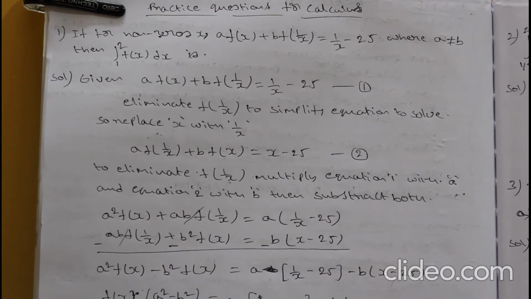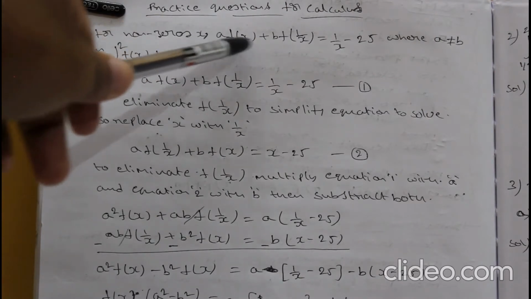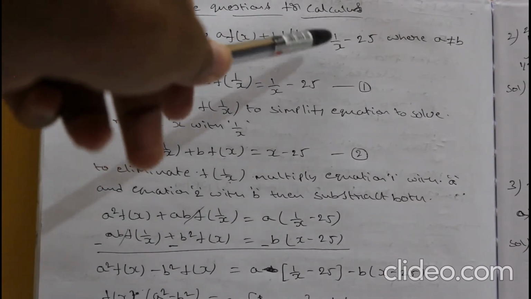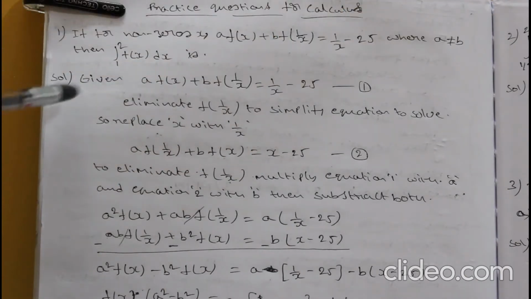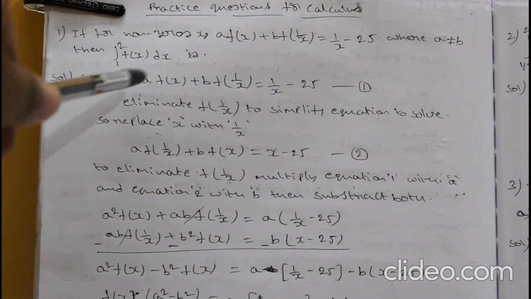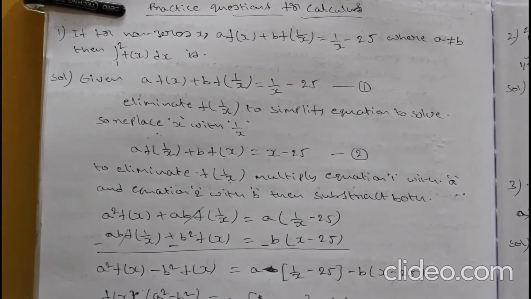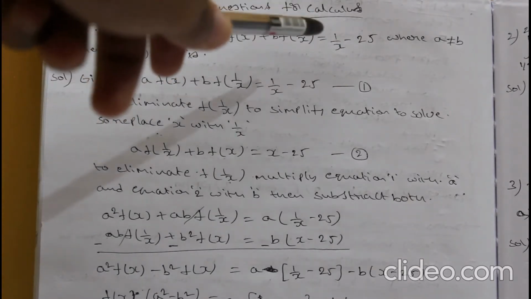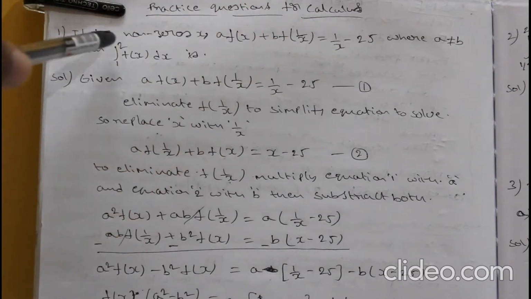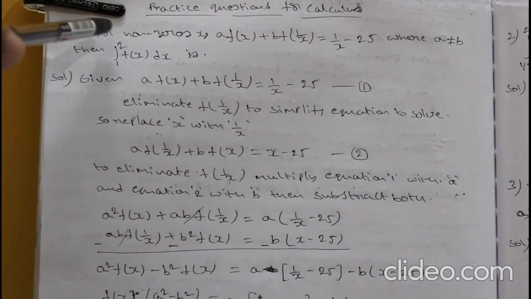So let us look at question number 1 first. If for non-zero x, a into f of x plus b into f of 1 by x is equal to 1 by x minus 25, where a is not equal to b, then integral of 1 to 2 f of x dx is. Here one equation is given, a f of x plus b f of 1 by x is equal to 1 by x minus 25, and we are asked to find the integral of 1 to 2 f of x dx.